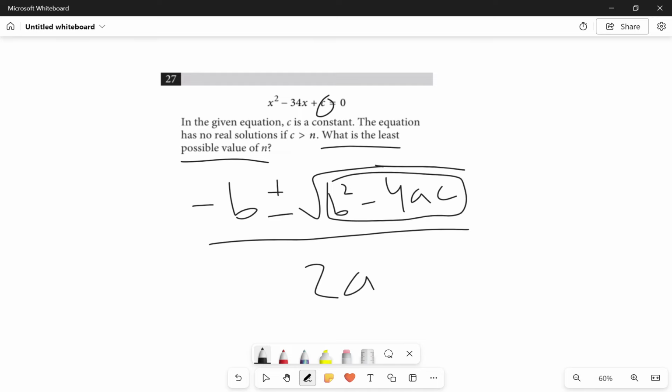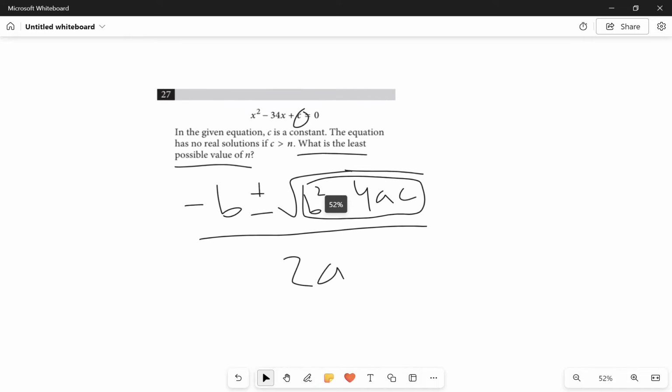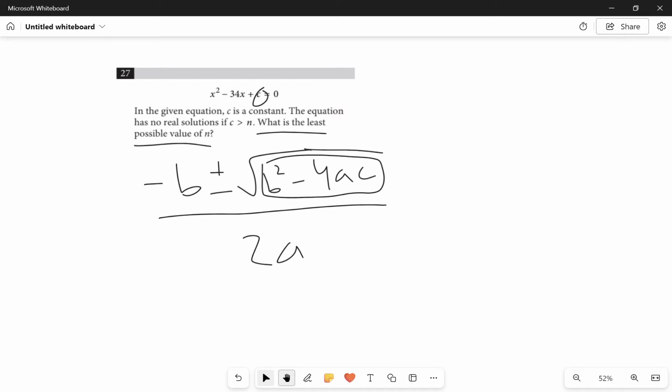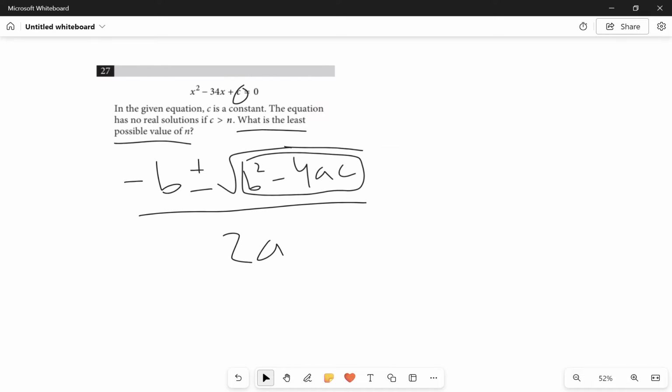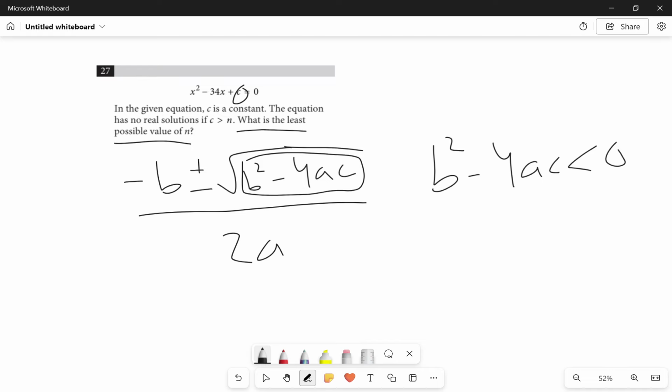We want to set that to be less than 0 because we want to find where it has no real solutions. Which makes sense because if you take the square root of a negative number, you're not going to get a real number. You'll get an imaginary number. So let's set up this equation with b squared minus 4ac is less than 0. Let's add 4ac to both sides.